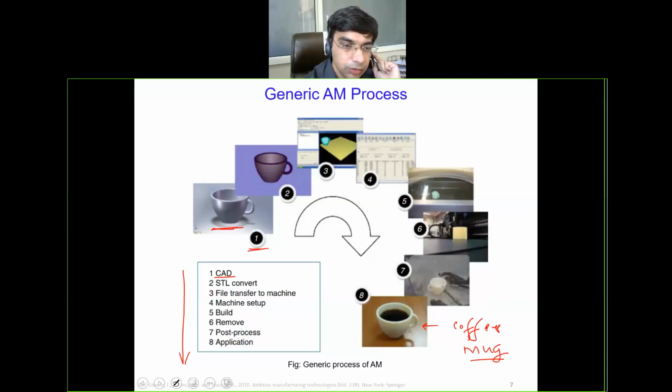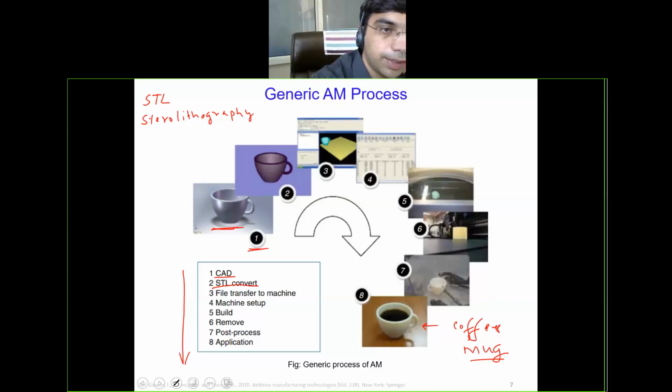Step number 2 is to convert this CAD model into STL format. So this is very important to understand what is STL format. So STL here stands for stereolithography format. Stereolithography is actually one of the additive manufacturing processes which was initially developed.